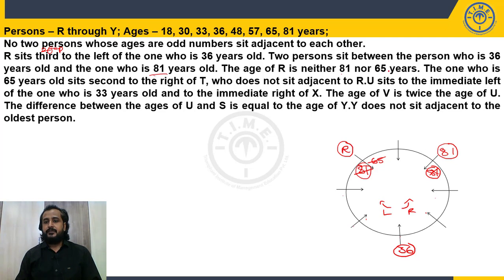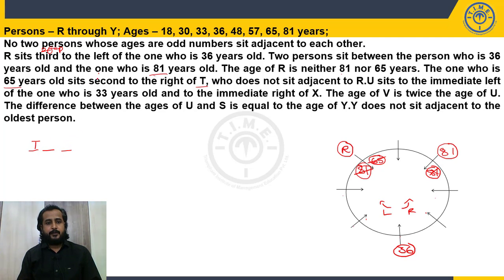Okay. Next. And here which value I cannot fix? 65 also I cannot fix. So keep it in your mind. The one who is 65 years old sits second to the right of T. The one who is 65 years old sits second right of T. So if there is T somewhere, second to the right of T, in the anti-clockwise direction, right side, second to the right.